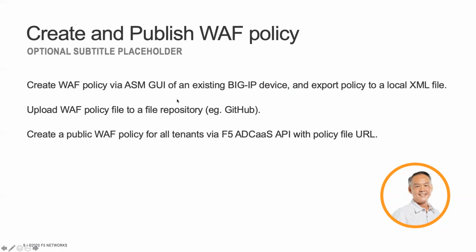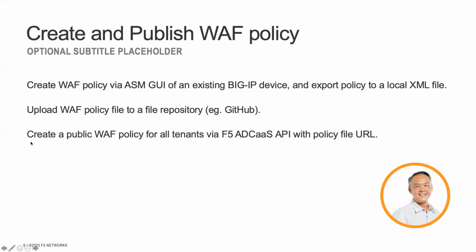That means the security admin must have an existing Big IP device, log into the web GUI using ASM to create the WAF policy on that device, and then export the policy from the device to a local XML file. He can upload that file from the local file system to a remote file repo. For example, you can upload that XML file to GitHub, GitLab, or some other file repo provided by the user.